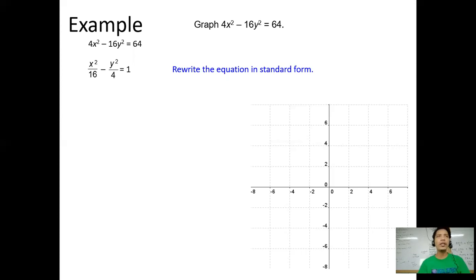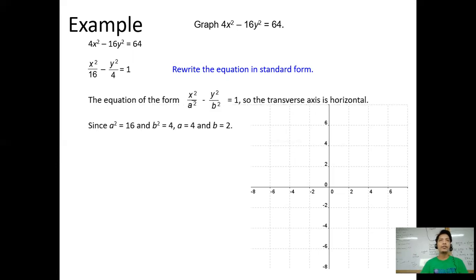So ngayon, importante yung nakuha nating value ni a at value ni b para makuha natin yung invisible rectangular shape natin mamaya. So the equation of the form x squared over a squared minus y squared over b squared is equals to 1. Yan yung pinaka-origin at center natin. Since a squared equals to 16 and b squared equals to 4, therefore, a is equals to 4 and b is equals to 2. So, unahin muna natin i-graph.